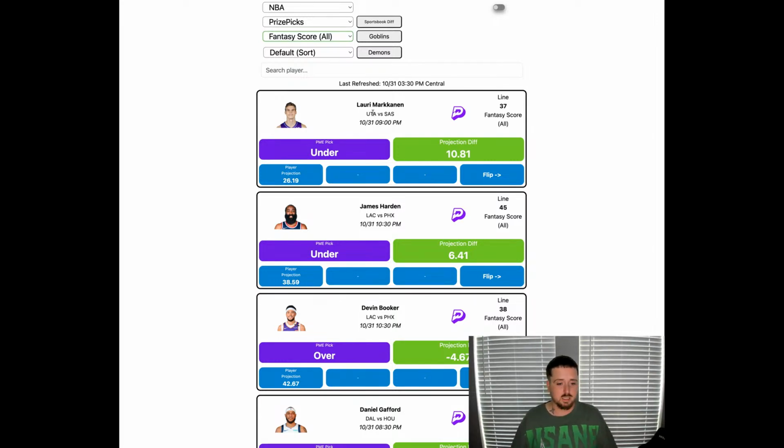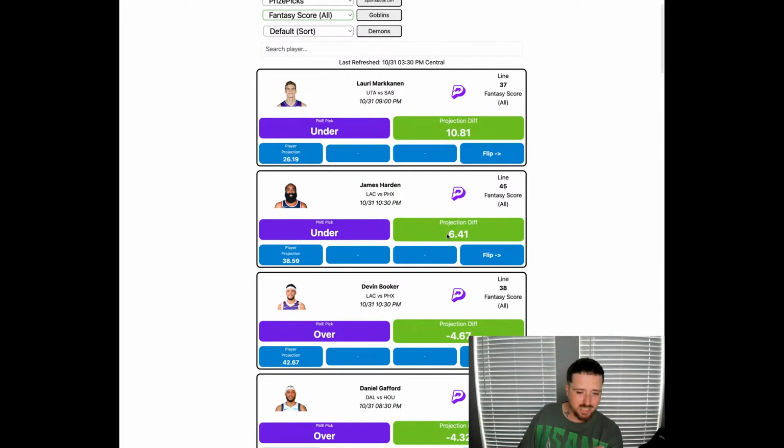That's crazy. James Harden under, well, it should be under. So the PME pick is right. As y'all can see, they have the PME pick right. It is on the under because player projection is 38.59. James Harden player projection is 38.59 for his fantasy score. The line's 45 on Prizepicks. So the under is a minus 6.41, not a positive.